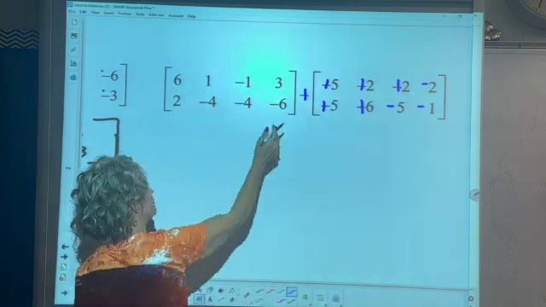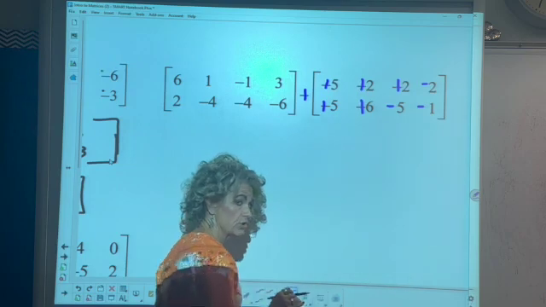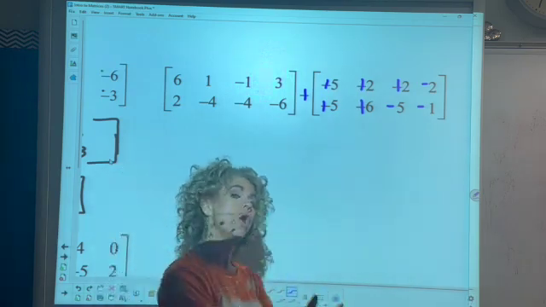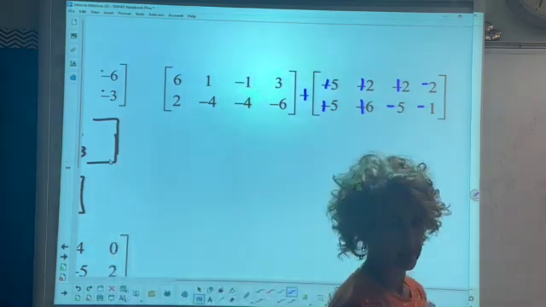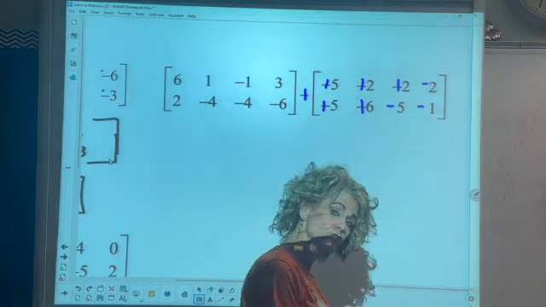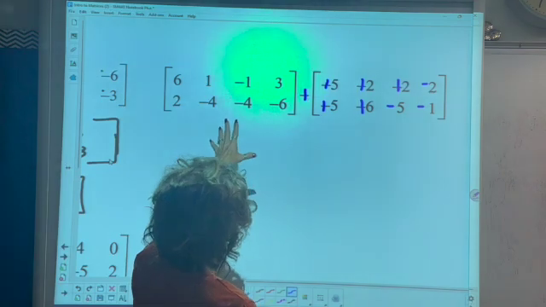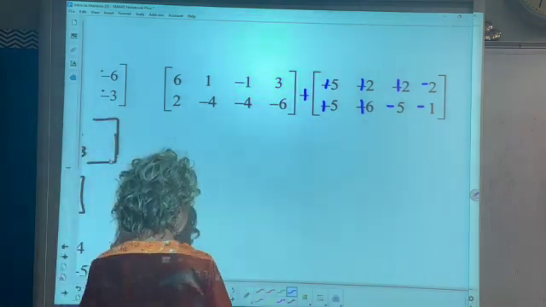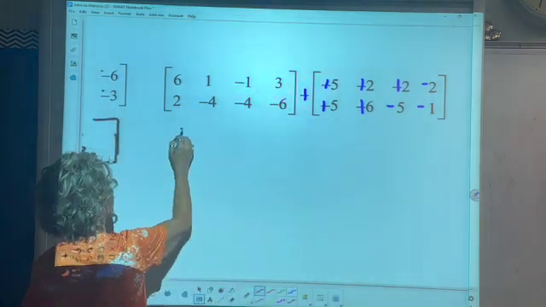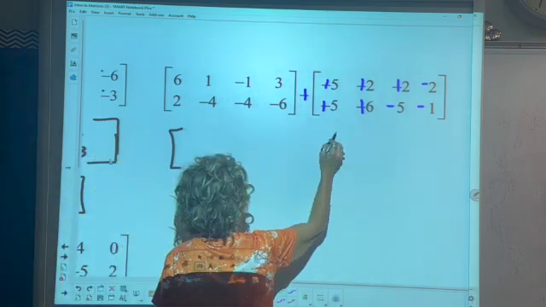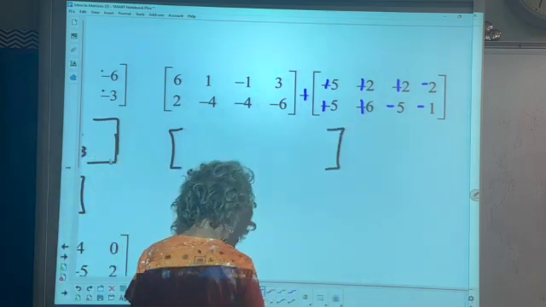This is a 2 by 4, and this is also a 2 by 4. So I know that I can subtract these. Because I know that I can subtract them, I made it into an addition problem. And now I'm going to work this one exactly like I did the first one. And I will show all my work, okay? I don't have enough colors to color code it, okay?